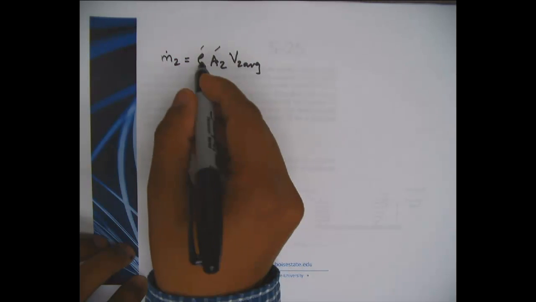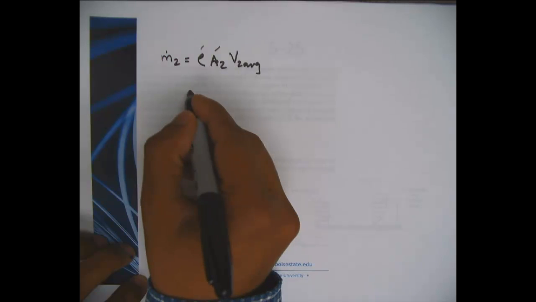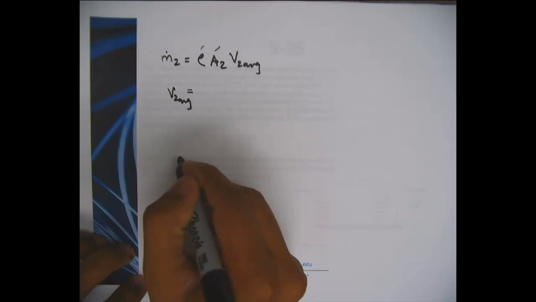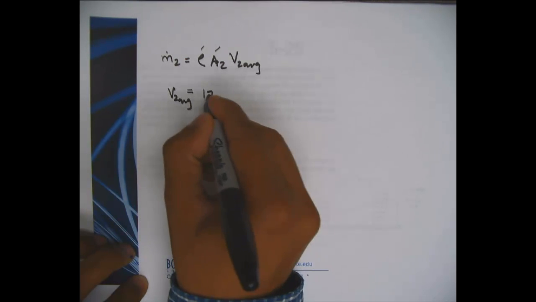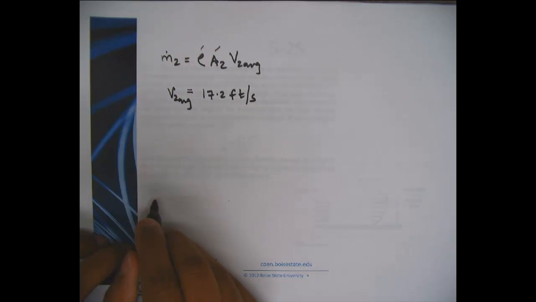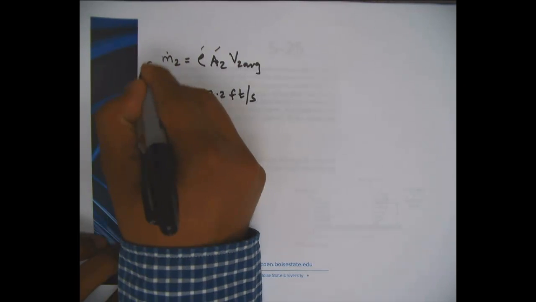So you know rho, you know A2, you can determine V2 average, since you know m dot. If you find the density from the tables for water in British units, you'll determine V2 average to be 17.2 feet per second. So that is part B.